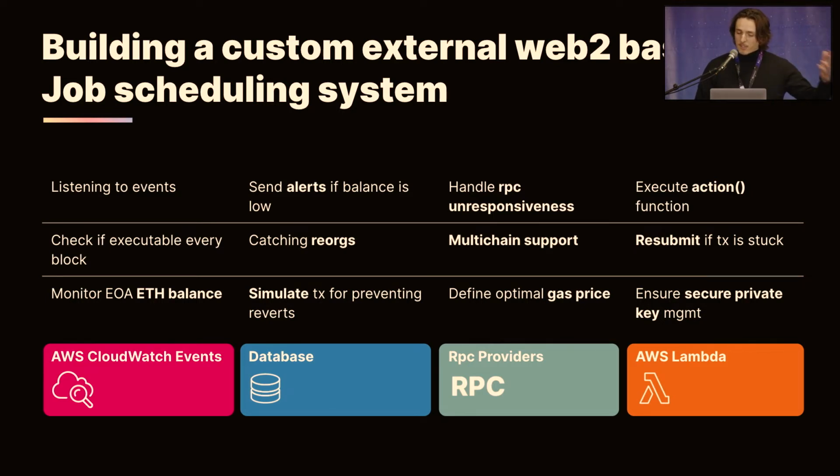And then there are smaller things like defining optimal gas prices and resubmitting transactions when they're stuck. When a transaction is stuck and you have five other transactions to send, they might not get mined, because the previous one uses a nonce that is lower than the one you're now using, and so it's stuck. You need to unstick it and resubmit it. And then there's the whole thing about secure private key management, which is a complete rabbit hole to go into as well.